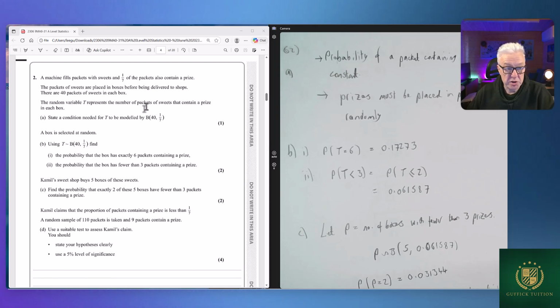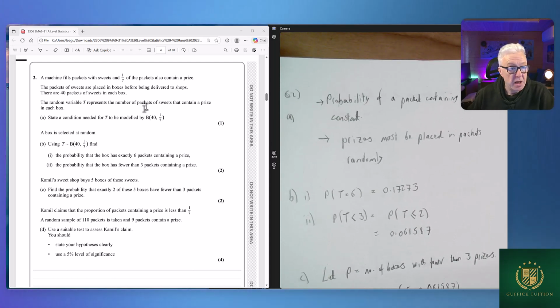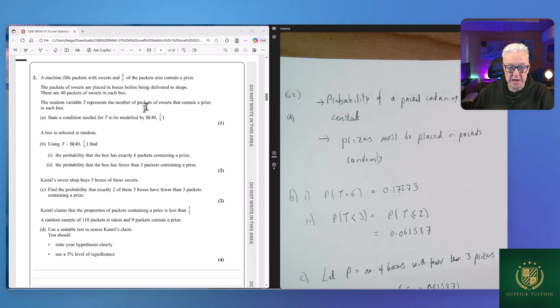Hi everyone, this is question 2 from 2023 A-Level Statistics for Edexcel. A machine fills packets with sweets and 1/7 of the packets also contain a prize. The packets of sweets are placed in boxes before being delivered to shops. There are 40 packets of sweets in each box. The random variable t represents the number of packets of sweets that contain a prize in each box. State a condition needed for t to be modelled as a binomial with n as 40 and p as 1/7.